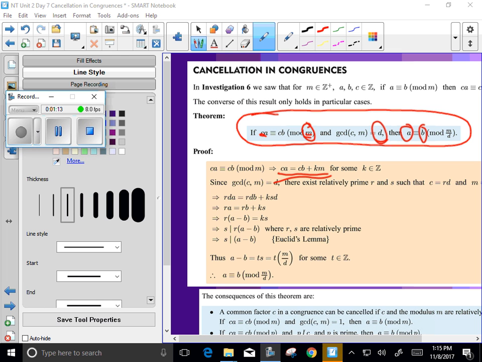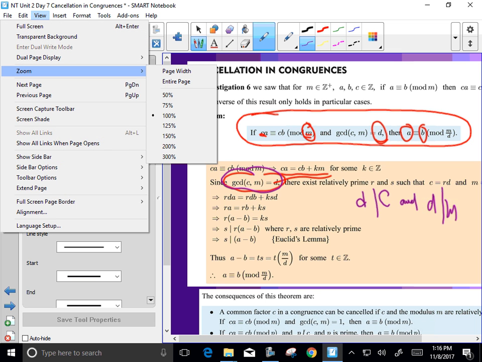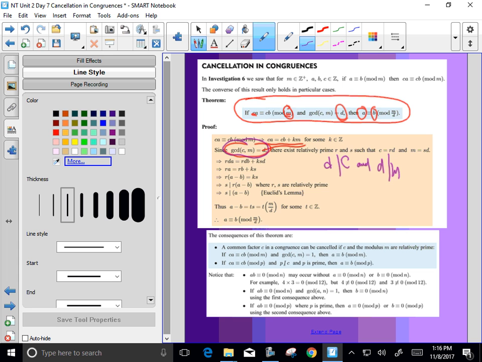CA is equal to CB plus KM, where K is an element of the integers, and we've done this 100 times. Then when the GCD of C and M equals D, D has to divide C, and D has to divide M. So you get C is equal to R times D, and M is equal to S times D.